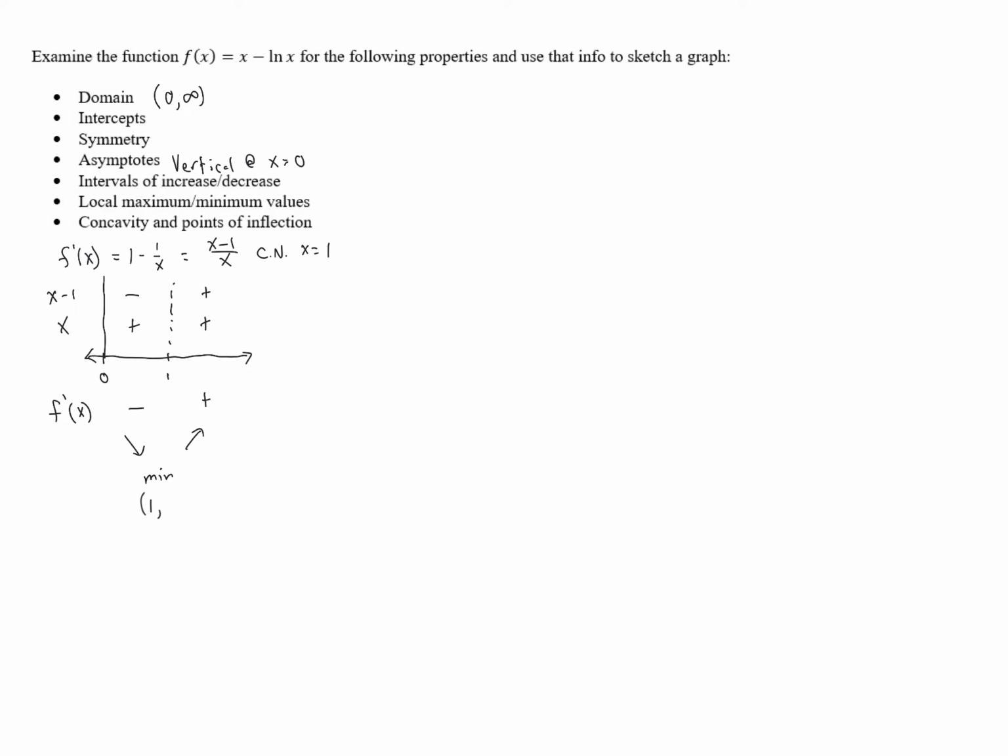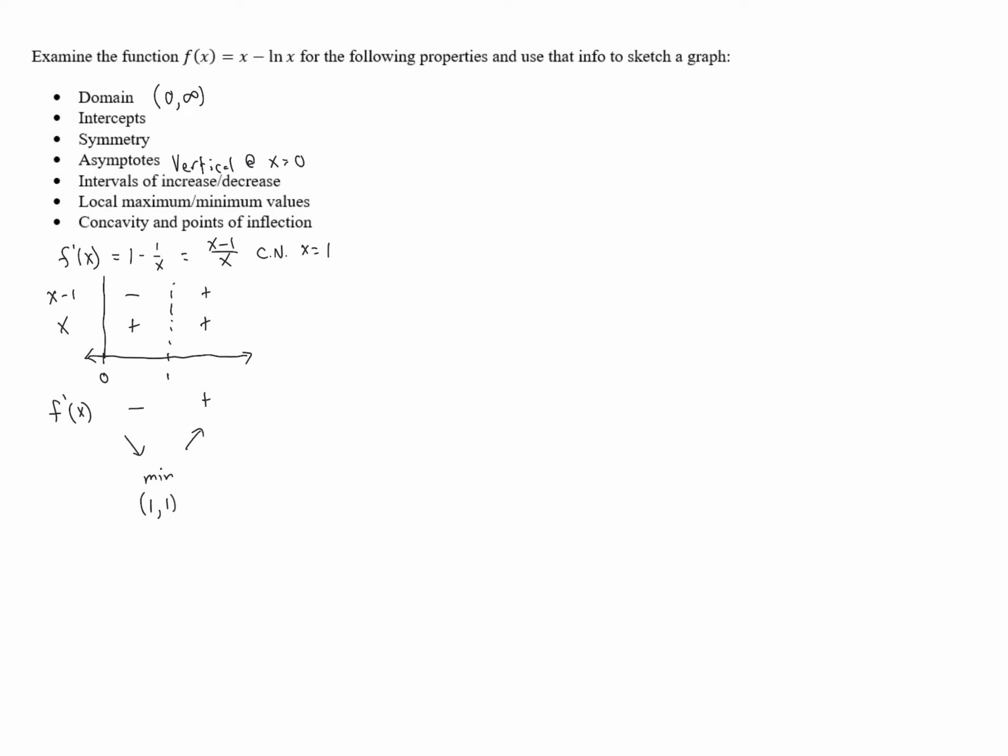and when we plug in 1 for our function value, that's going to be 1 minus ln of 1. Ln of 1 is 0. E to the 0 power gives us 1. And so we're just left with 1 as our function value. So we've got a local minimum at 1, 1.